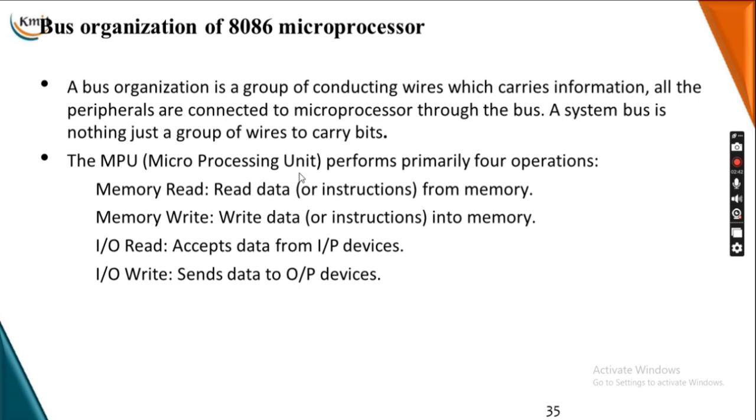So basically a microprocessing unit, MPU, nothing but a processor, is used to perform tasks, right? What does it perform? Primarily 4 operations, right? What are the operations? Simple: read, write, accept, send.